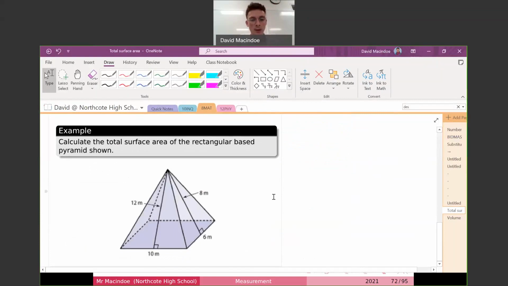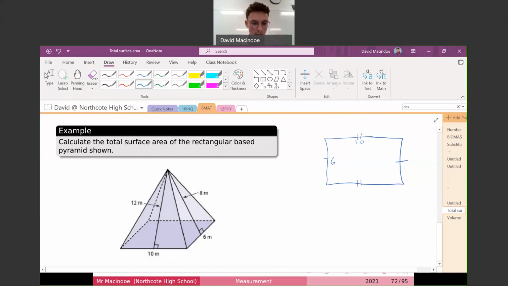We want the total surface area of this rectangular based pyramid. Again, what I'm going to do is draw this net. So I'm going to draw it up here. If you notice, those rectangular sides are different. So we'll say, here's our rectangle. I'm not sure I've given myself enough room here, but this is 10, this is 6, and we know that this side is the same as that side, this side is the same as that side.